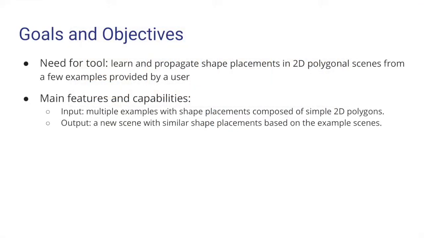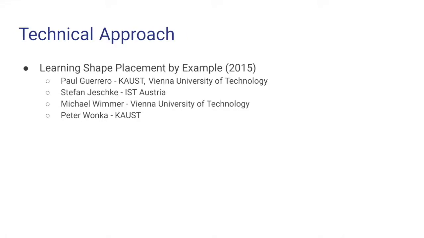Goals and objectives. Modeling can be a tedious task when you have to continuously place the same object in a large scene. Our tool helps reduce that time-consuming task by learning to propagate shape placements in 2D polygonal scenes from a few examples provided by a user. The main capability of our tool is that it takes in a set of example placements as simple 2D polygons and is able to output a new scene with similar placements to those in the input. Our approach is based on the SIGGRAPH paper from 2015 called Learning Shape Placements by Example.